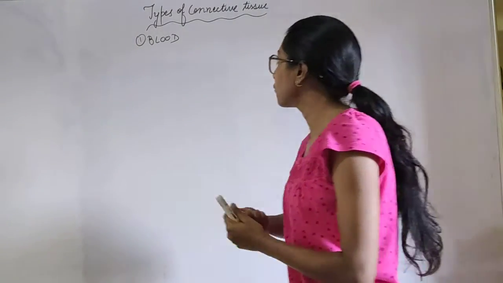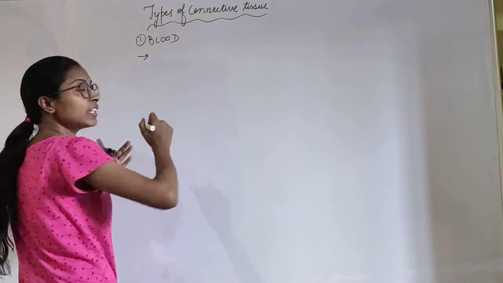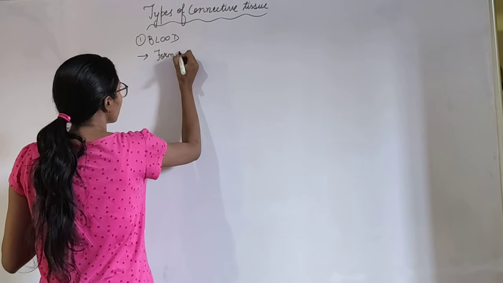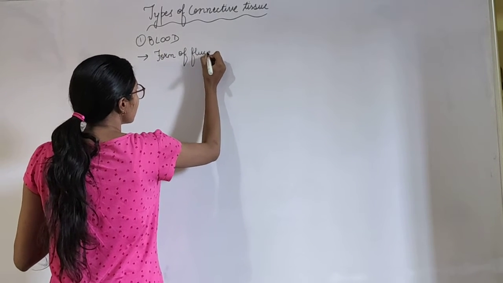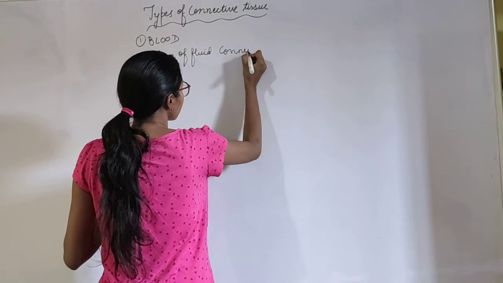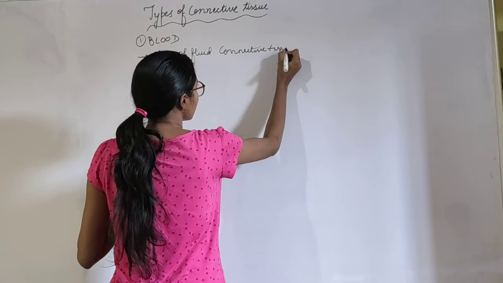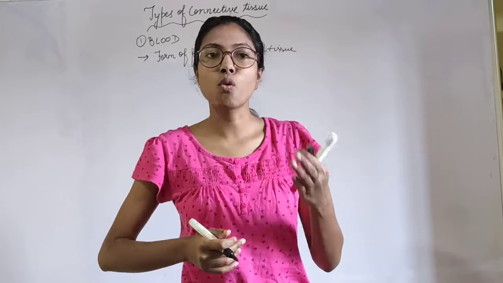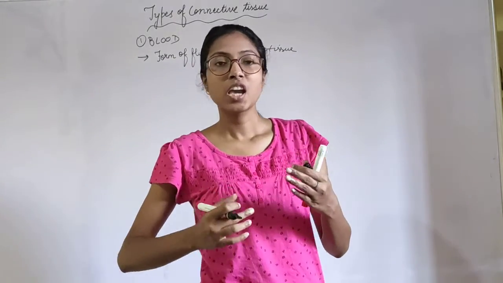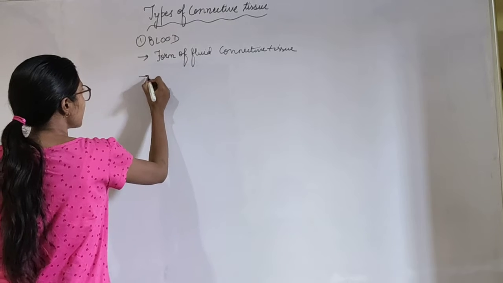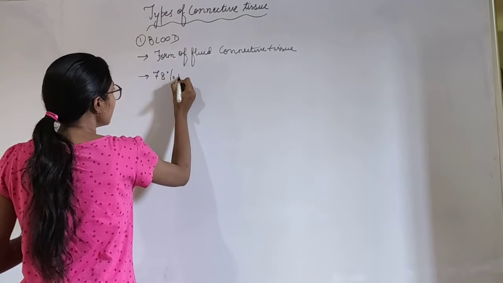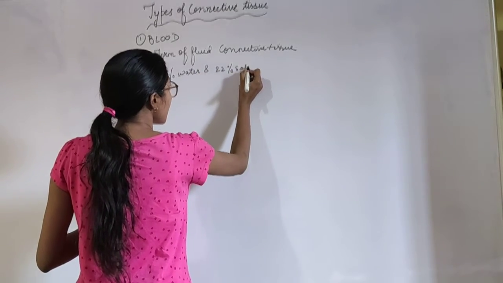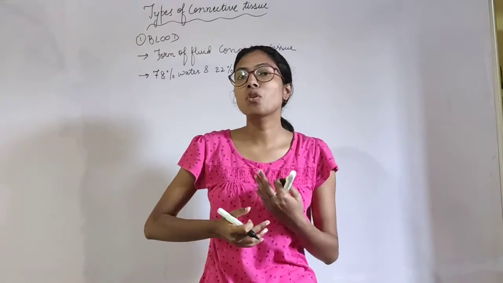So blood is a fluid connective tissue. It is the only connective tissue which is present in the form of fluid. Now if we talk about the composition of blood, blood mostly consists of water and solid particles embedded in it. How much percentage of water is present? That is 78% water and 22% solid materials.